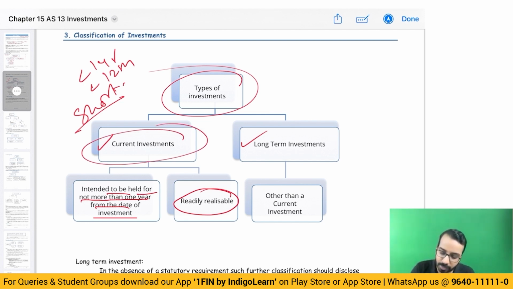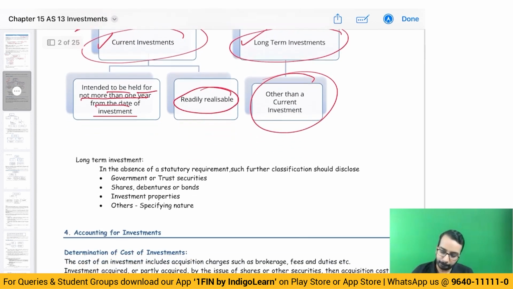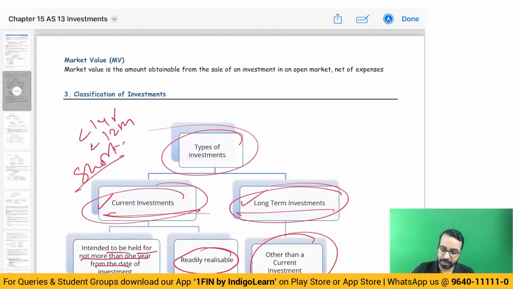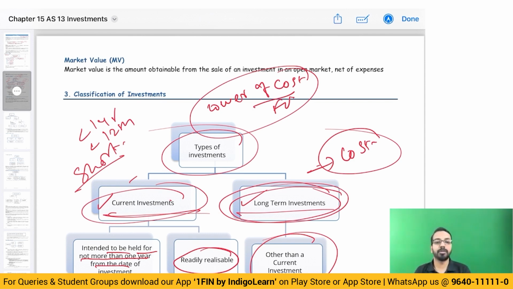If it is not a current investment, we classify it as a long-term investment. So there are 2 types of investment: current investment and long-term investment. Current investment is intended to be held for not more than 1 year from the date of investment and is readily realizable. Long-term investment is any investment other than a current investment. If it is not current, it has to be long-term. Now, the key part of this standard: if it is current investment, we will show it at lower of cost or fair value. If it is long-term investment, we'll show it only at cost. That will come subsequently, but this is the overall principle when it comes to classification of investment.